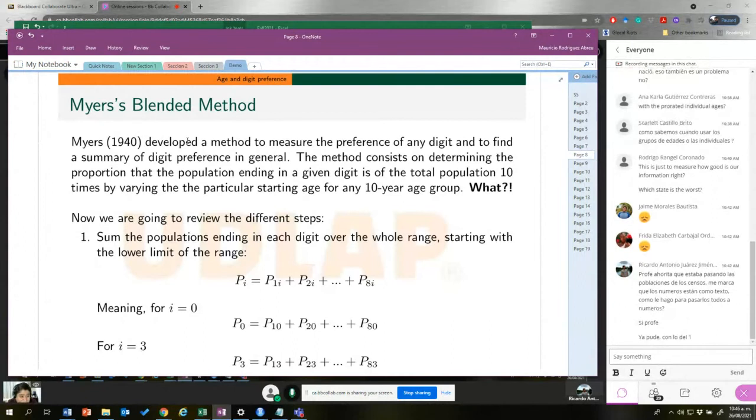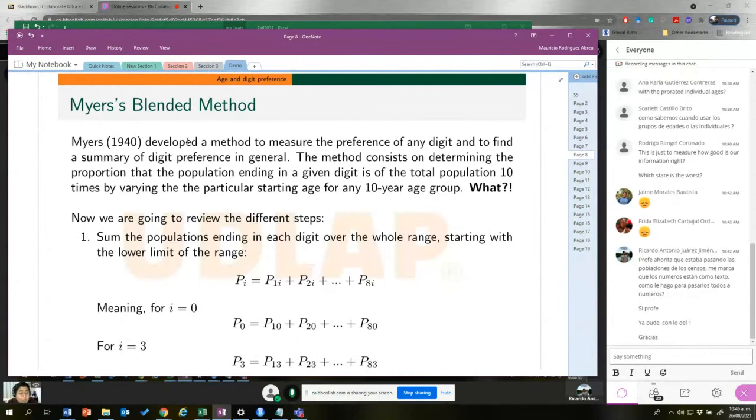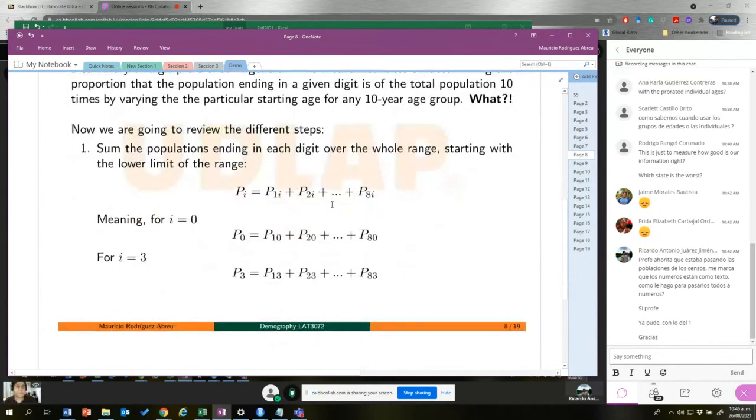If you don't, just pay close attention. Okay, wonderful. Pay close attention, because then you will have to replicate this, and this is more time consuming than Whipple's. So what this guy does is, let's follow this recipe. Essentially, he defines these populations, P sub I.